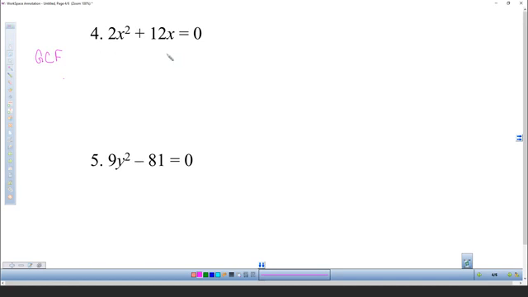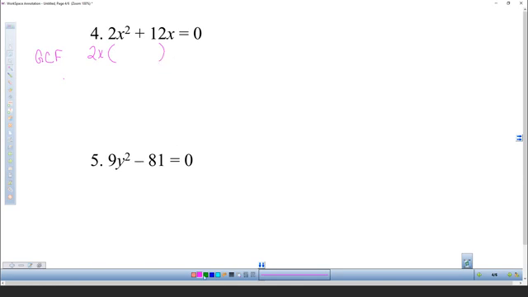So now that I've told you what it is, somebody needs to tell me what is the greatest common factor on the left-hand side here. I have a 2x squared plus 12x. What is my greatest common factor? Got a 2. I got one other thing that's in there as a greatest common factor. 2 is a fabulous common factor. And an x. Excellent. So 2x is actually my greatest common factor.